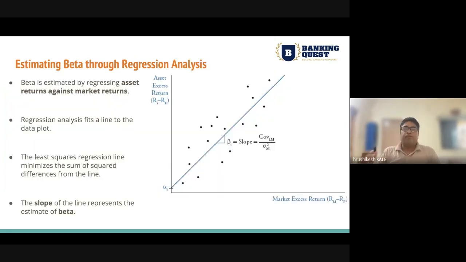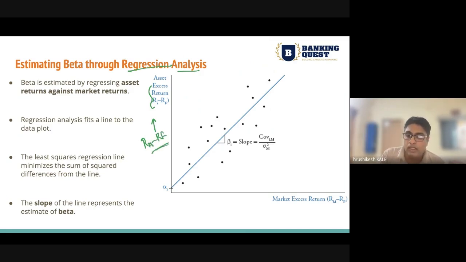Okay. Now, again, estimating beta through regression. Now, we are doing regression analysis. But here we are not just taking returns. We are taking excess return. What does excess return mean? Return of your asset minus risk free. So that is excess return.